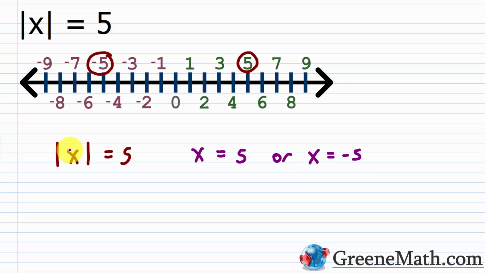Again, the or just tells me that either works. If I plug in a 5 here, take the absolute value, I get 5. 5 equals 5, that's true. If I plug in a -5, the absolute value of -5 is also 5. 5 equals 5, that's also true. So either one works. That's why we use the or keyword.